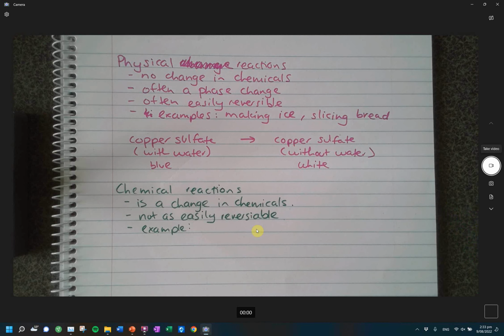Some examples would be baking bread. If I cooked bread in the oven, that's a chemical reaction.